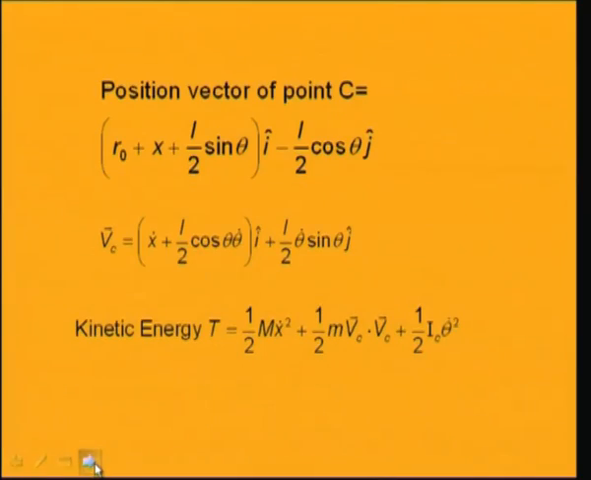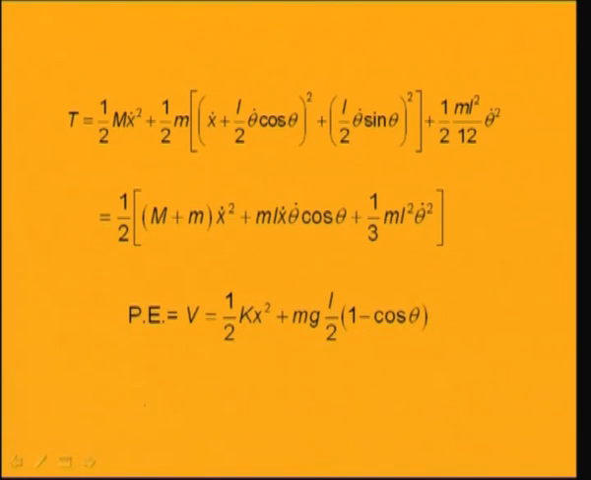Already you have found, for this same system, the kinetic energy of the system equal to half m x dot square plus half m Vc into Vc, where C is the mass center of this rod, plus I c theta dot square. Last class we have studied this equation. So, already you know the potential energy of this system.